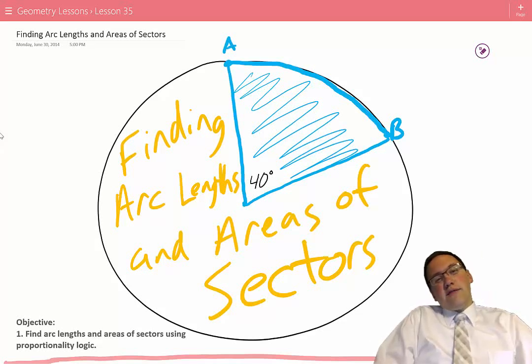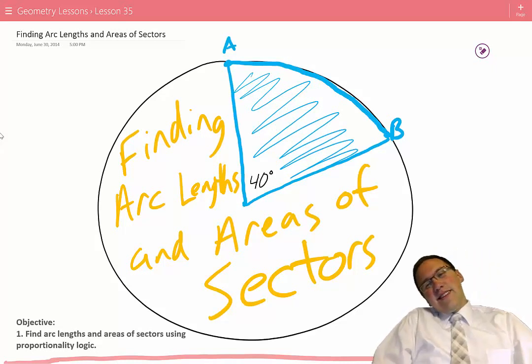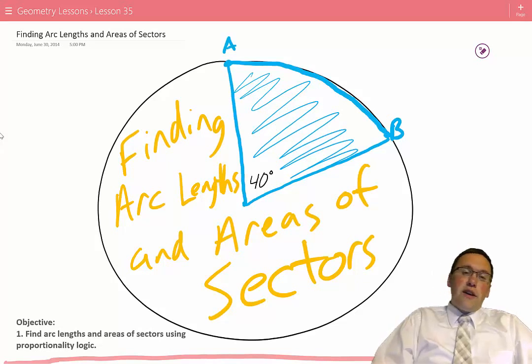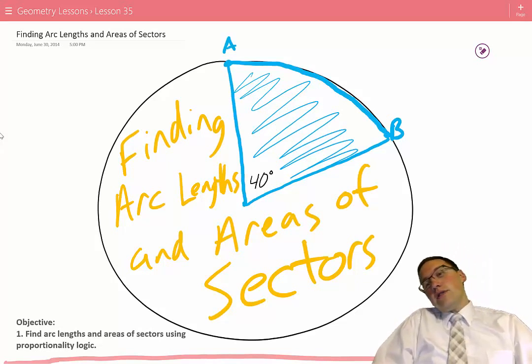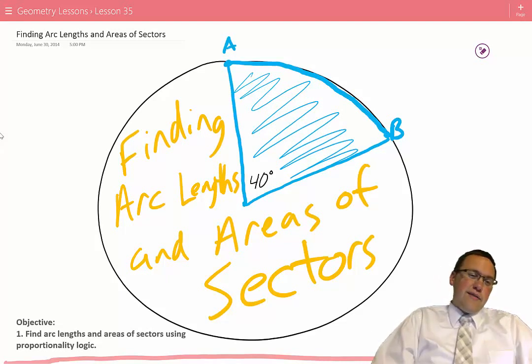Welcome to Lesson 35, finding arc lengths and areas of sectors. In today's lesson, we are going to use the formula for the area of a circle and the circumference of a circle to figure out whether your brother cheated you out of pie. Not even kidding. The objective is to find arc lengths and areas of sectors using proportionality logic.